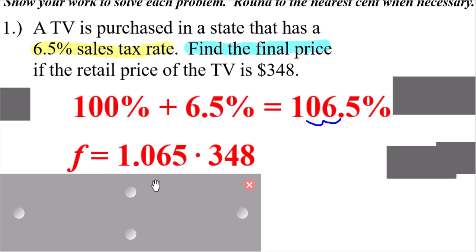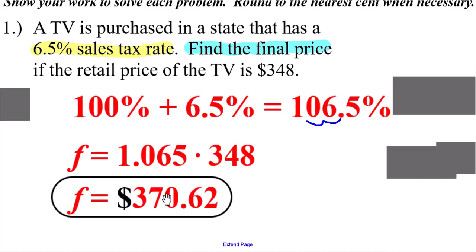All right, since the variable is already by itself, we're just going to go ahead and use our calculator. Go ahead and do this along with me. And you should get $370.62 is the final price. Put a dollar sign on that answer.